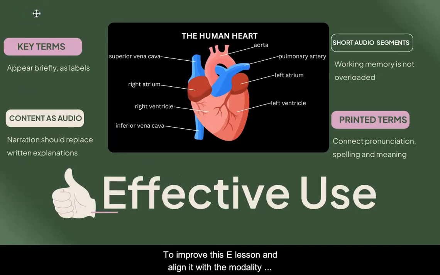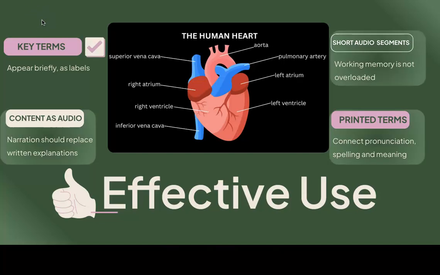To improve this e-lesson and align it with the modality principle, several key changes should be made. First, the large block of on-screen text should be mostly eliminated. Instead, key terms can appear briefly as labels, synchronized with the narration, and highlighted on the diagram. This approach supports the visual channel without overloading it, and helps guide the learner's attention to the relevant part of the graphic as it is being explained.